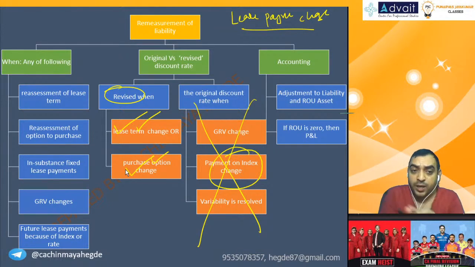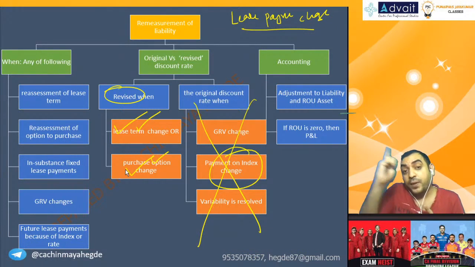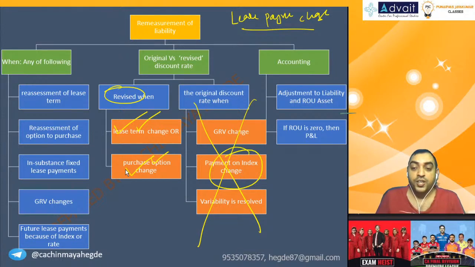Estimate change will come to lease remeasurement. And in case of lease remeasurement, in two cases you take revised rate. One is lease term change and the other is purchase option change. Only two reasons plus one reason, lease modification, you go for revised rate. For everything else you go for original rate.